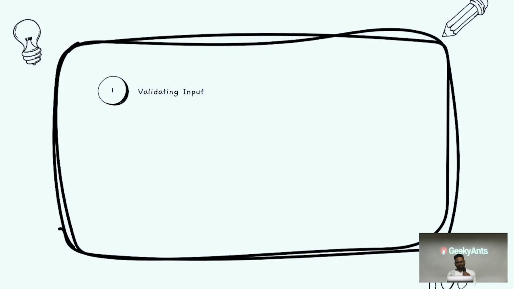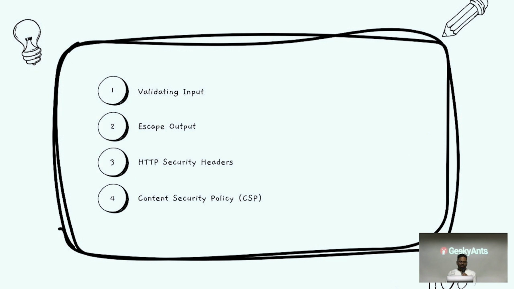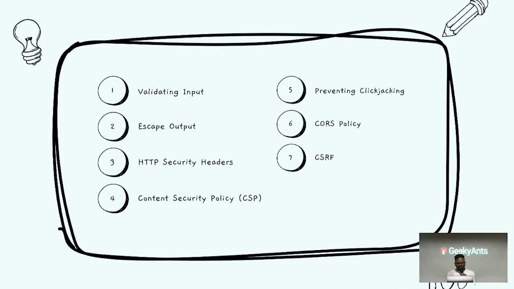As we said, validating input is one of them, escaping output, and then security headers. Then we have content security policy, and clickjacking prevention. We have CORS policy, we have CSRF, and then we also have permissions policy, right? So these are not the only things that we can do. These are some of the basic, very common ones that we can think of when we are talking about making the front end secure in general, right?